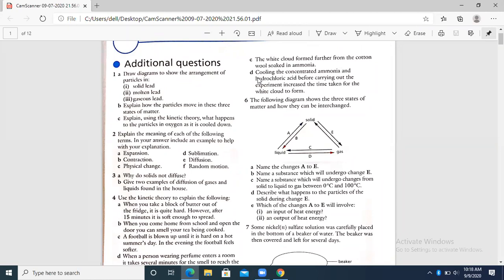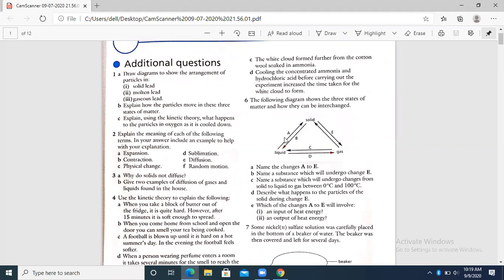Okay, question number six. 5D finished, then six. The following diagram shows the three states of matter and how they can be interchanged. So I will ask the names. It's a very easy question, so don't give a mass answer, I will ask the name. See the screen: solid here, liquid here, gas here. Then they are showing the changes. You can see by looking at the arrows.